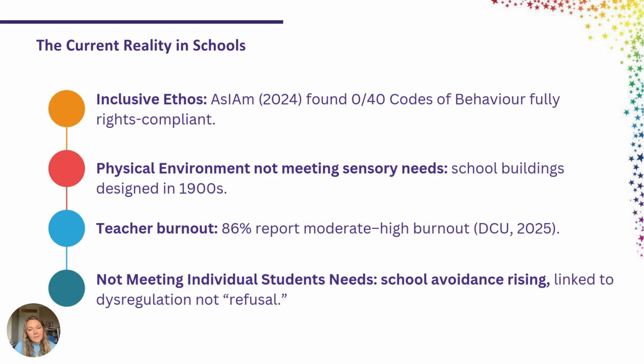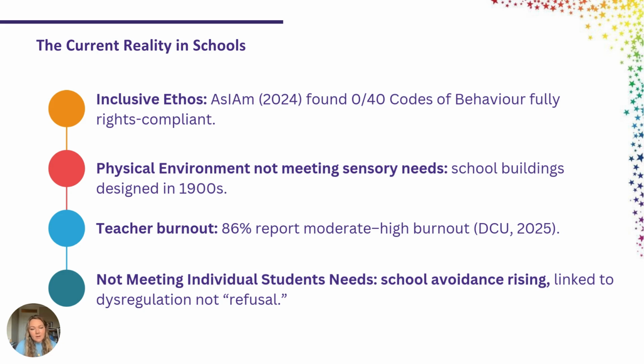So currently in schools, we are seeing that ethos are moving towards being more inclusive, but according to As I Am, a 2024 study found that 0 out of 40 codes of behavior are fully rights compliant. But we are seeing a shift towards a more inclusive ethos.